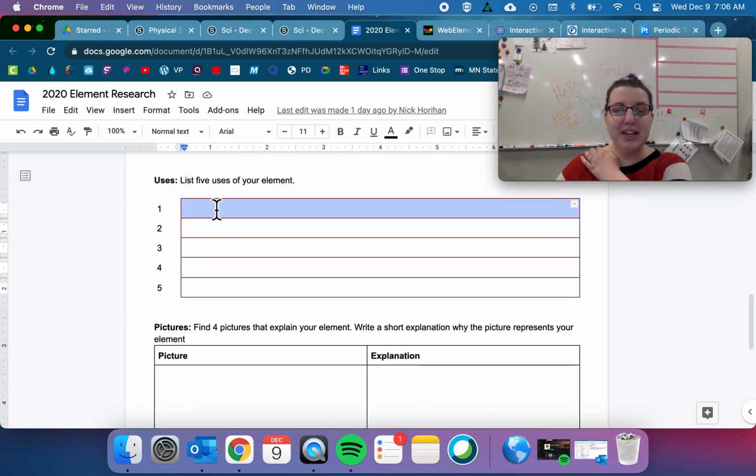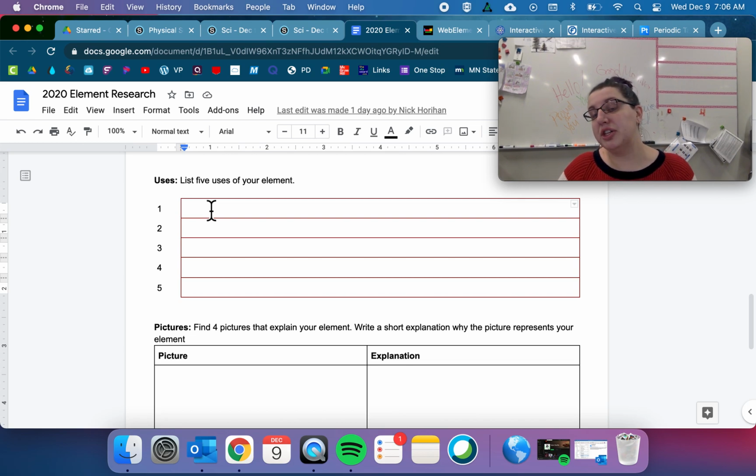Uses. So what is your element used for? So like gold, it's used in jewelry, it's used in money. What are different things that your element can be used for?